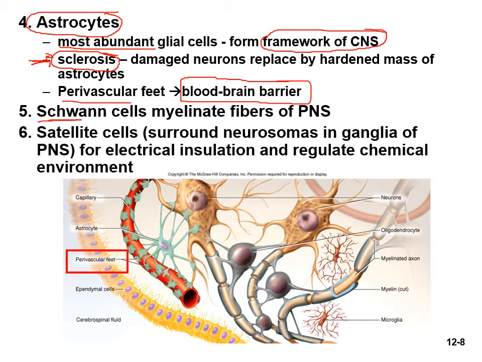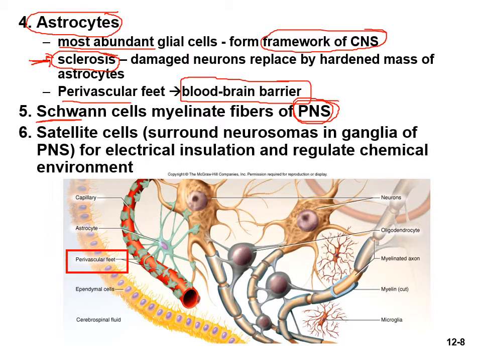Schwann cells are next. Now, Schwann cells are going to do myelination, just like the oligodendrocytes, but they are going to do myelination in the peripheral nervous system. So the Schwann cells will do myelination in the peripheral nervous system, so anything outside of the brain and the spinal cord. And last but not least are our satellite cells.